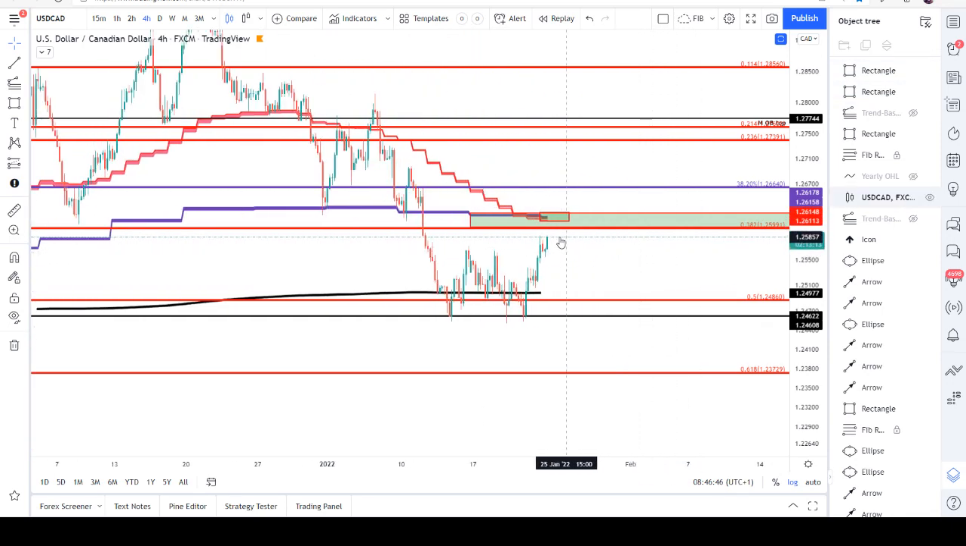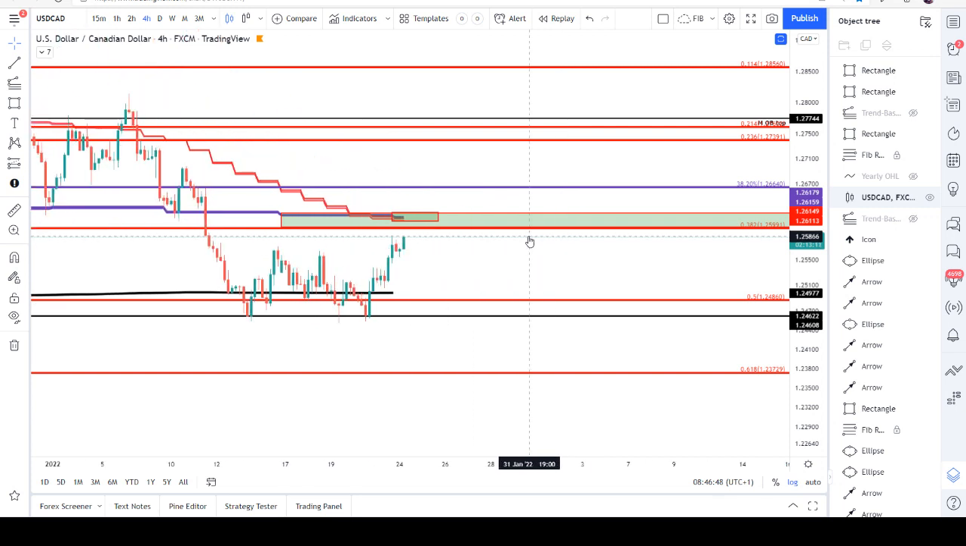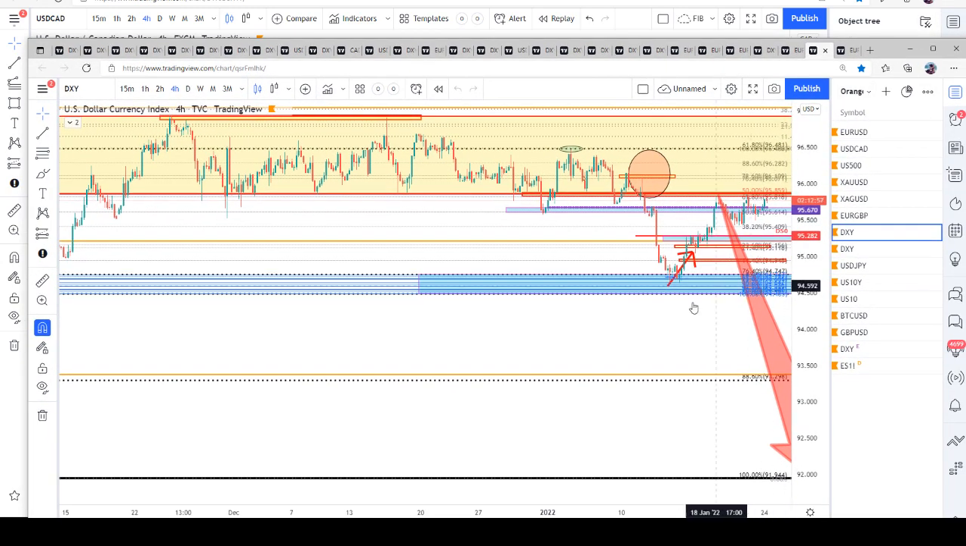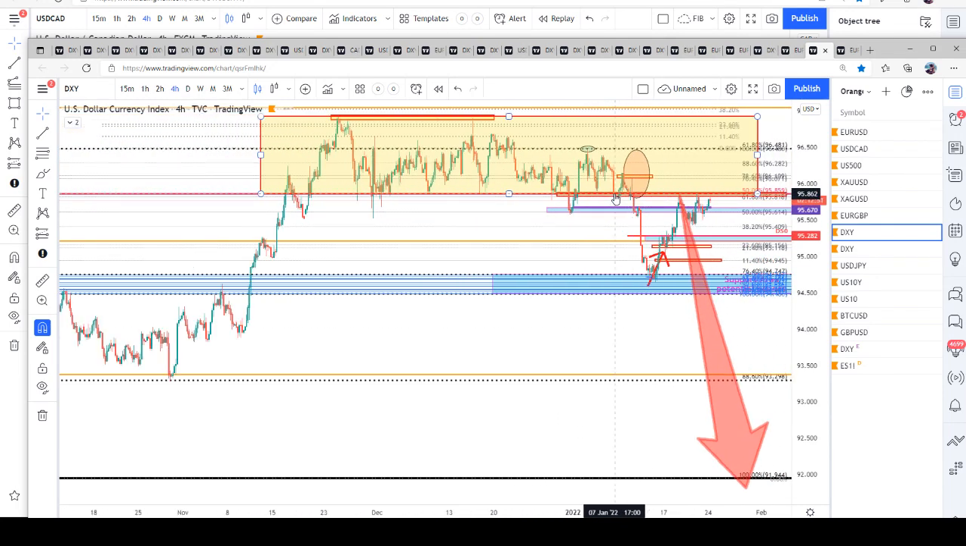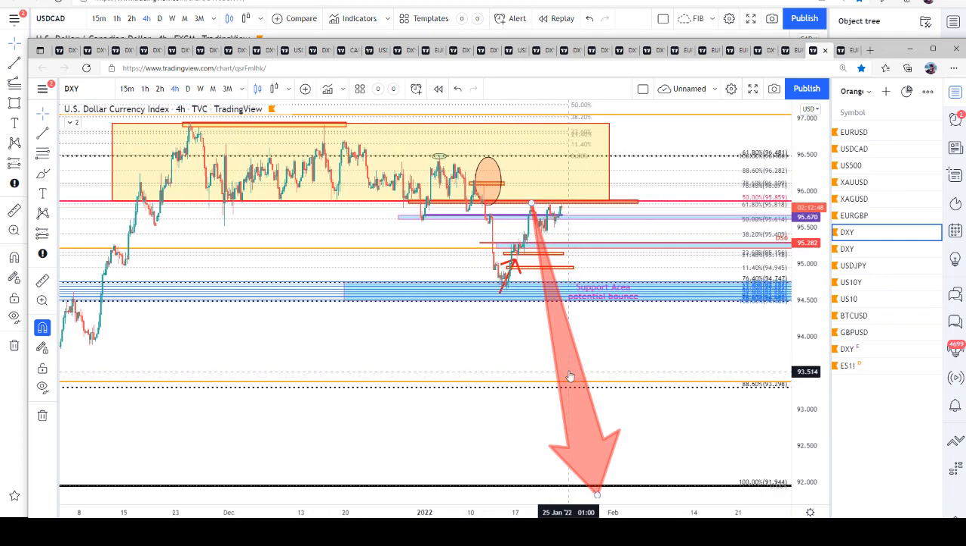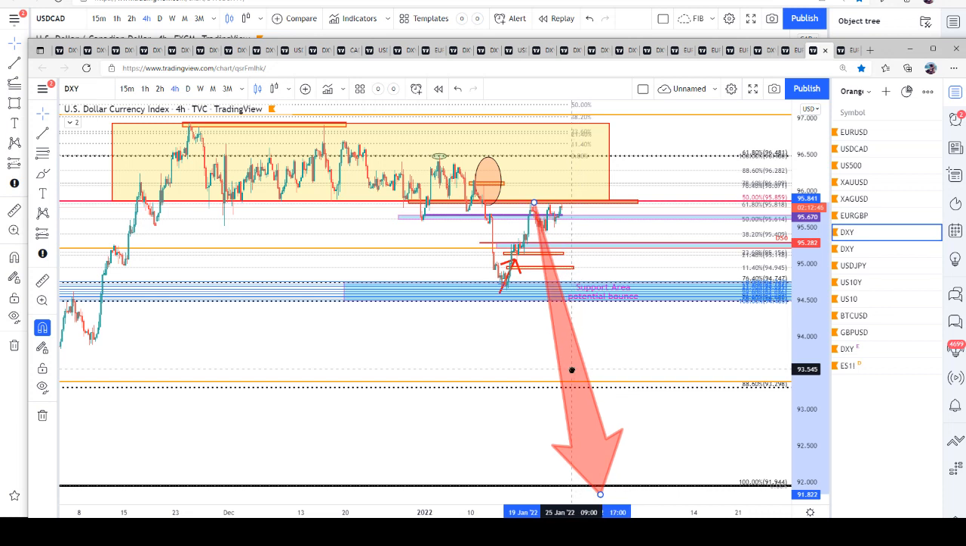Looking at DXY, it could happen even a little bit before if we respect the 50% on the DXY, which is what we have now. Let me grab the chart here. So that's where we are now on DXY, right there. If you look at it, we are right on this very big, very important 50%, just under this consolidation. As I said, I'm still expecting this move down here.